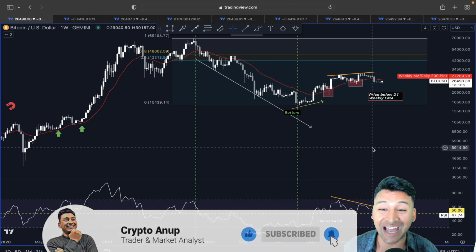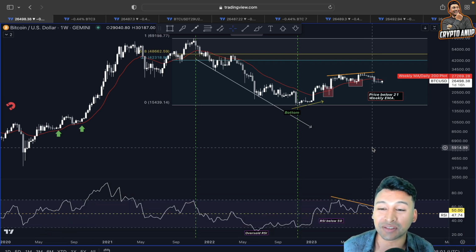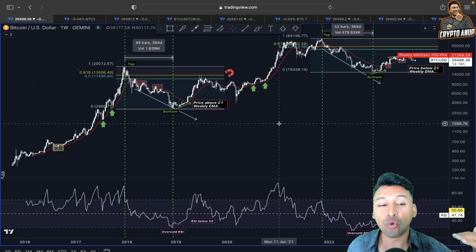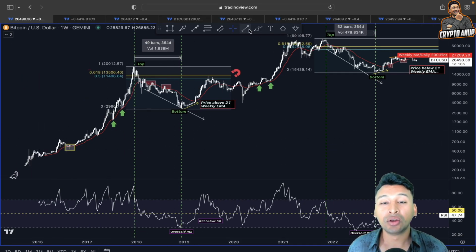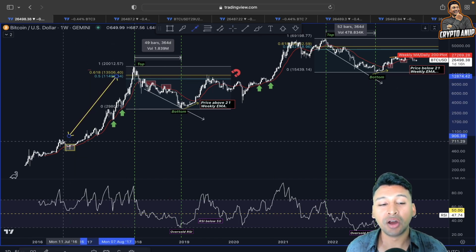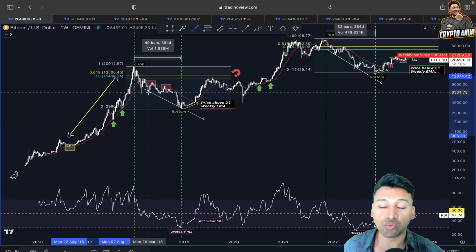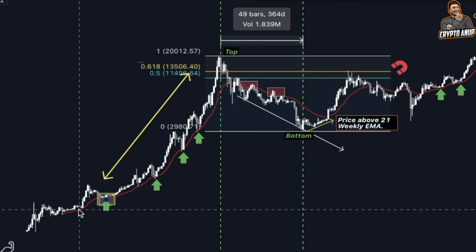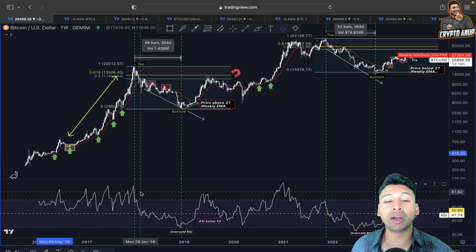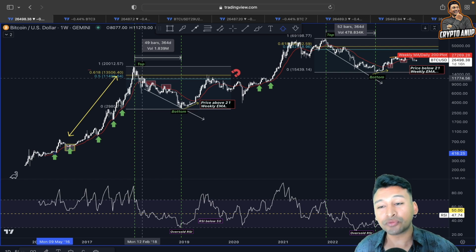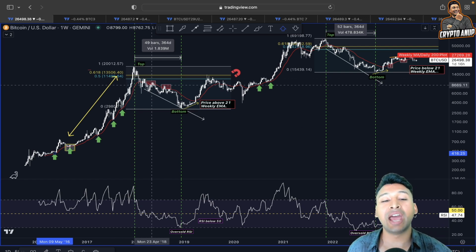Thank you very much. Now what I want you to do is simply look at this 21 weekly exponential moving average and the weekly RSI, because in the past price action, whenever the price of Bitcoin was in an uptrend, we were always above this red line, which was the 21 weekly EMA. Whenever the price of Bitcoin was above this 21 weekly EMA, it was clearly in an uptrend. But when the price of Bitcoin lost the support from this 21 weekly EMA, what happened after that?